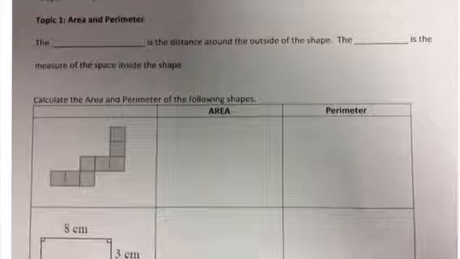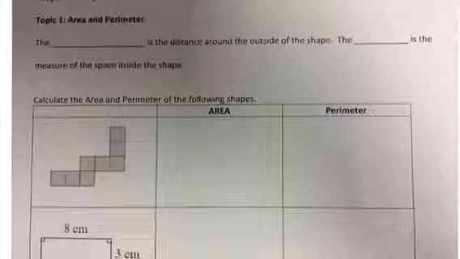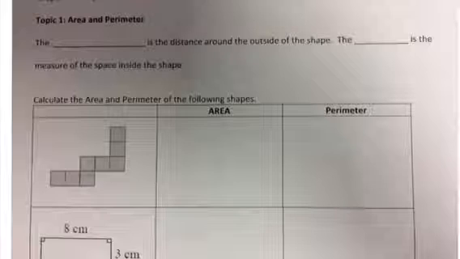The first part says, the blank is the distance around the outside of a shape. The blank is the measure of the space inside the shape. So this one's pretty self-explanatory, I hope, because right here are the words area and perimeter. So which one goes where? Pause the video and see if you can fill them in.